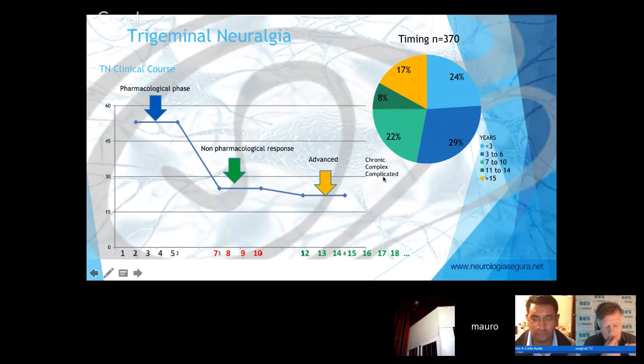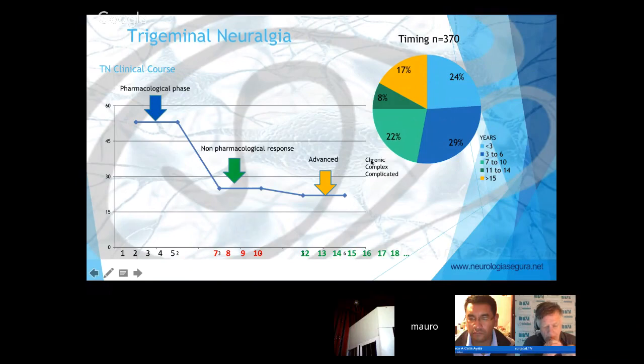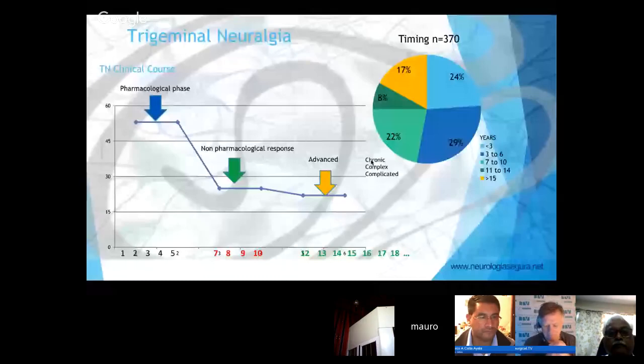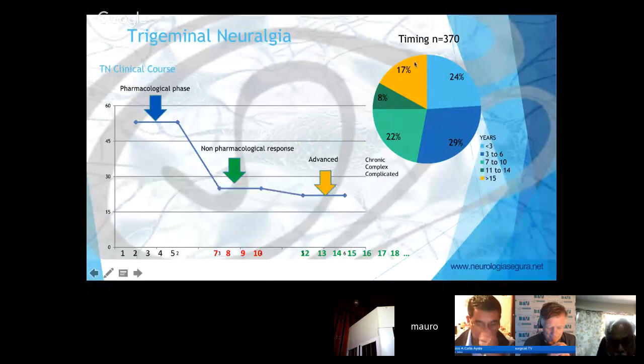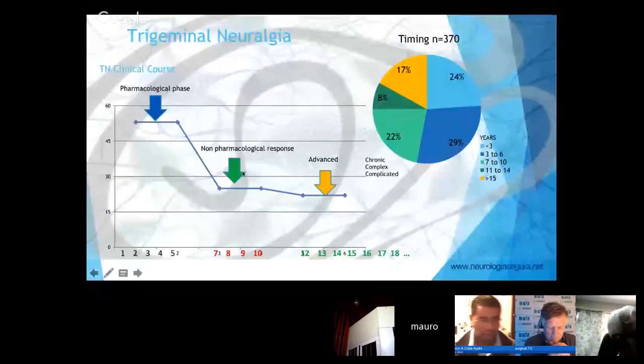This is the most complex phase, and this is when the neurosurgeon has to spend more time trying to find a solution, because most of these patients have had some kind of surgery, complex or complicated cases. You can see in this chart the approximate distribution. Half of our patients come in the first phase, a quarter or 25% in the medial phase, and 17% in the advanced phase.